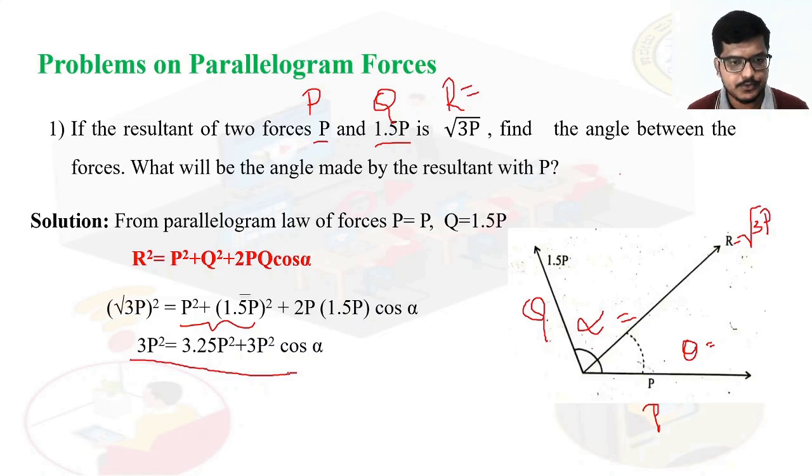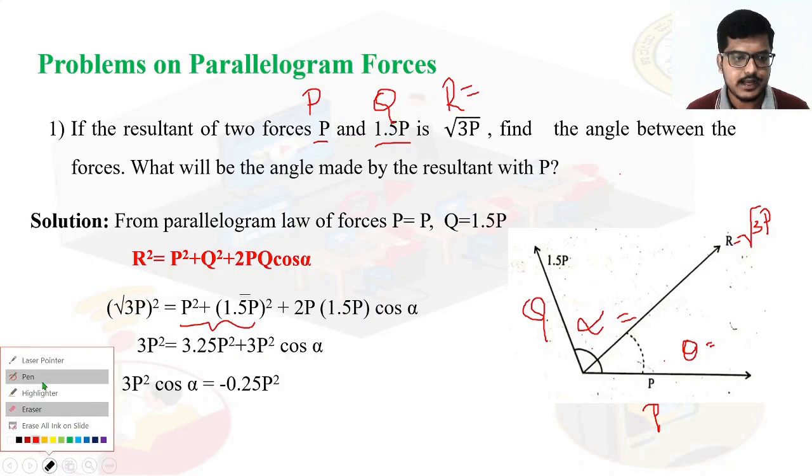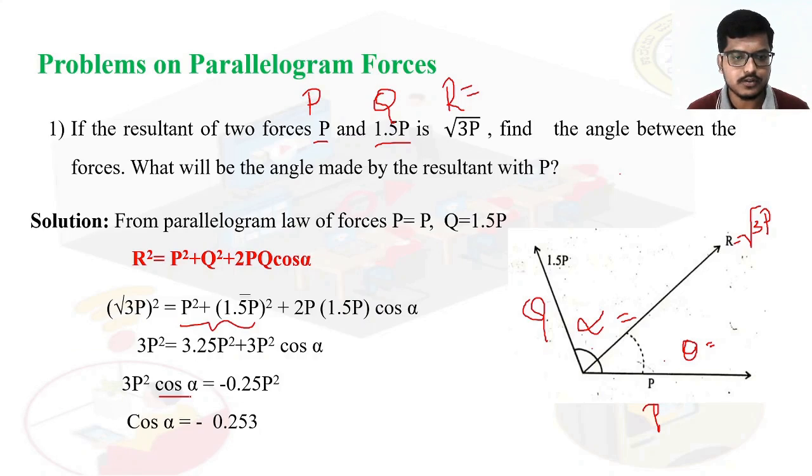Fine. Now, 3P square cos alpha, when we simplify, is equal to minus 0.25P square. Then again when we simplify, we get the value of cos alpha: cos alpha is equal to minus 0.25P square divided by 3P square. The P square cancels. 0.25 divided by 3, we get cos alpha is equal to minus 0.0833.